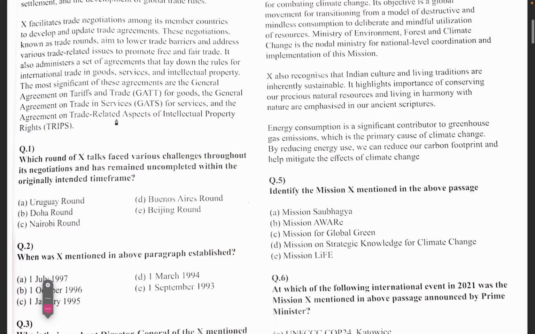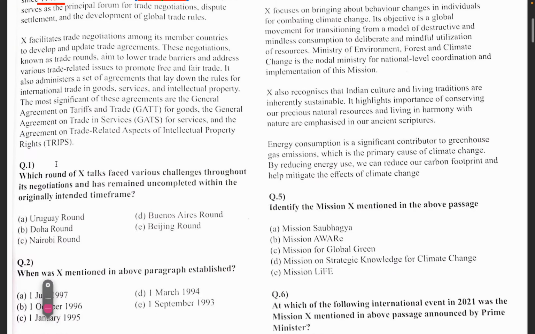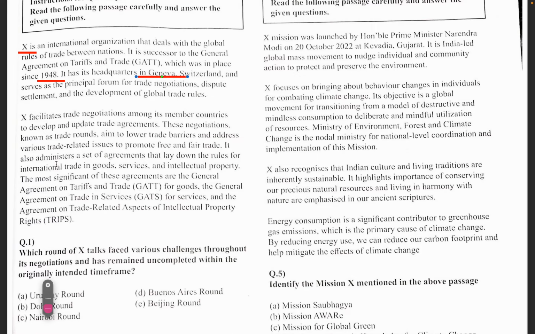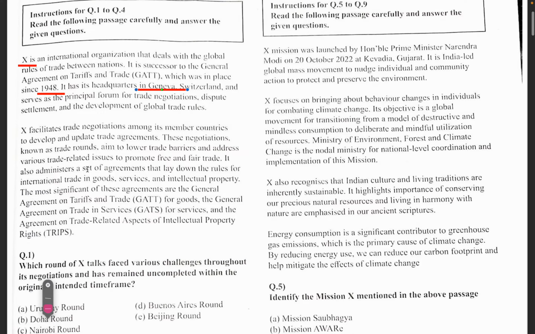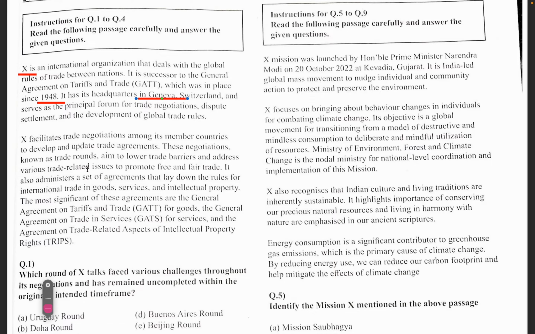Here are the questions where you can see they have mentioned X everywhere. The first part you need to do, just by reading these passages, is to identify what the variables are. In most of the questions I realized it is some scheme that you need to identify, or in this question it is some organization. Now let's see if it is part of the static ESI or part of current affairs. So in this question, X is the World Trade Organization.